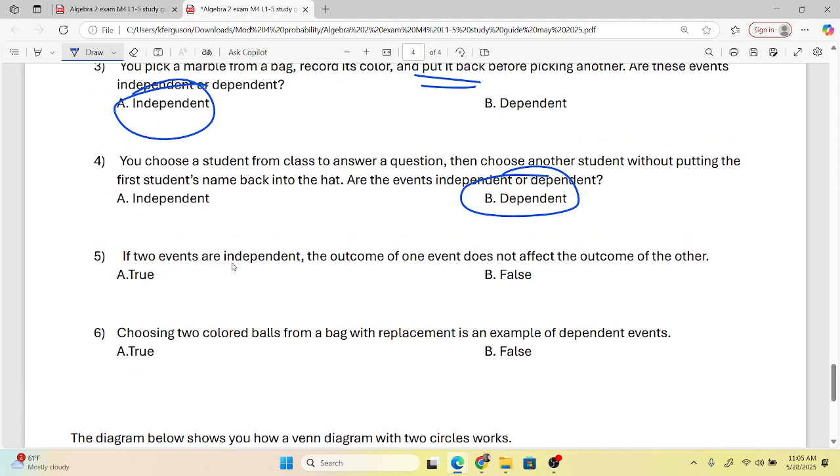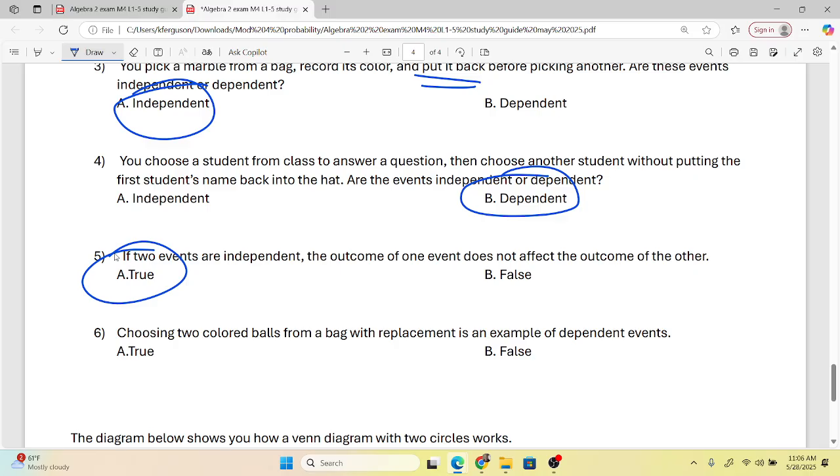Now, if two events are independent, the outcome of one event does not affect the outcome of the other. Is that true or false? False, true, what is it? Why do you say true? Exactamundo. Independent does not rely on the other one. So the outcome of one does not affect the outcome of the other. So that's true.